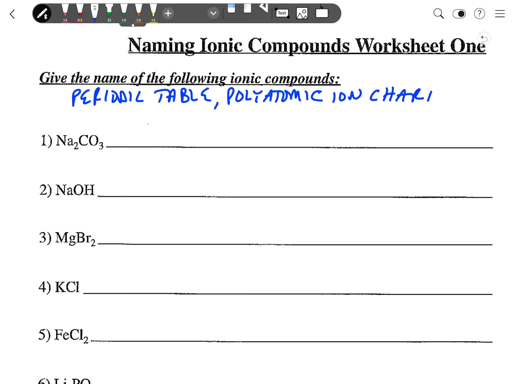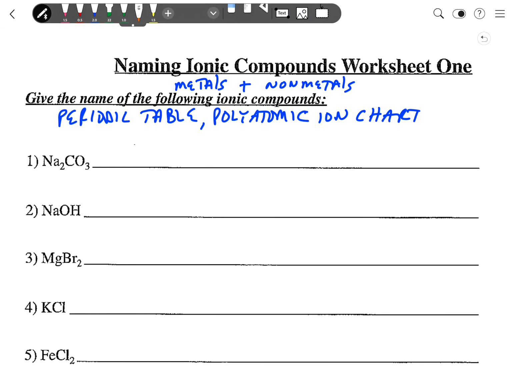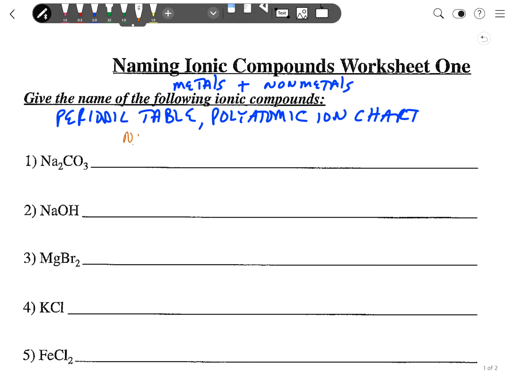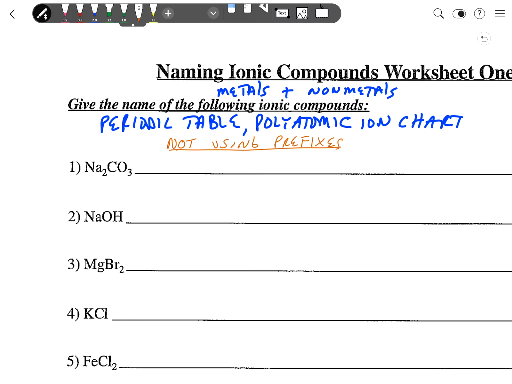and that'll do it. So ionic compounds are metals and nonmetals combined here. Metals plus a nonmetal. Okay, so one thing you have to understand with ionic compounds is that we are not using prefixes like covalent compounds. Okay, no prefixes. So let's get down to naming.